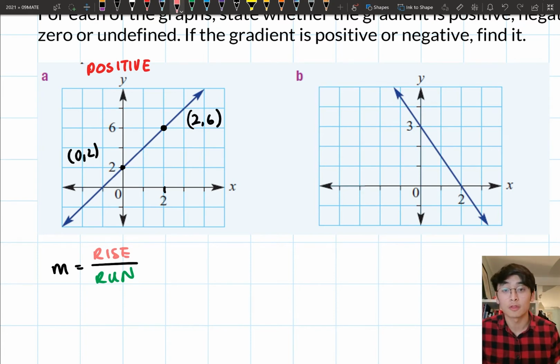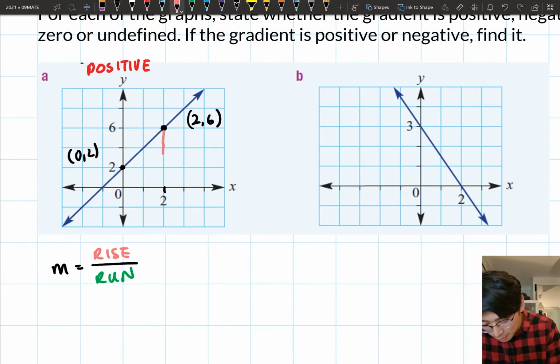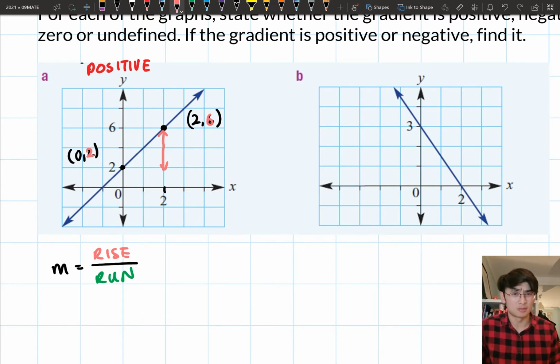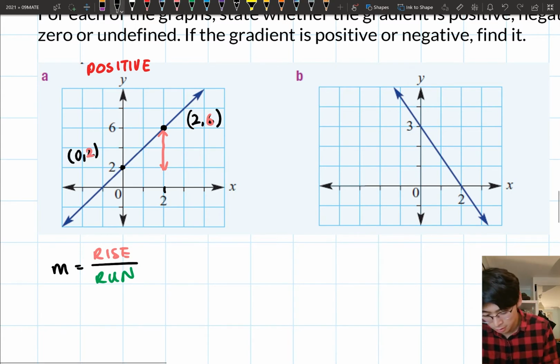So let's first start off with the rise. Here, the rise is how many vertical units we have to go up by. Now, if you have a look at the first point, we have a starting y coordinate of 2, and on the second point, we have a y coordinate of 6. How many units do we go up by then? Well, 6 minus 2 gives me 4. So here, my rise is going to be 4.